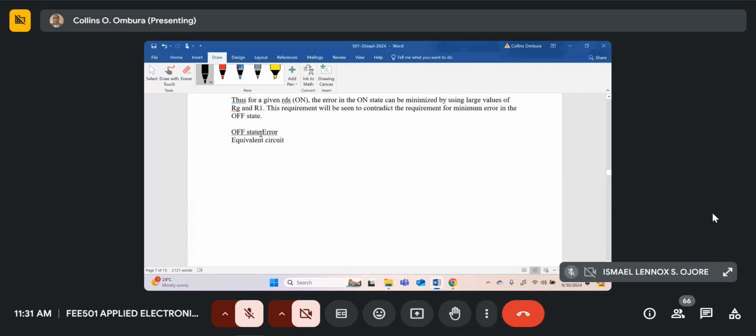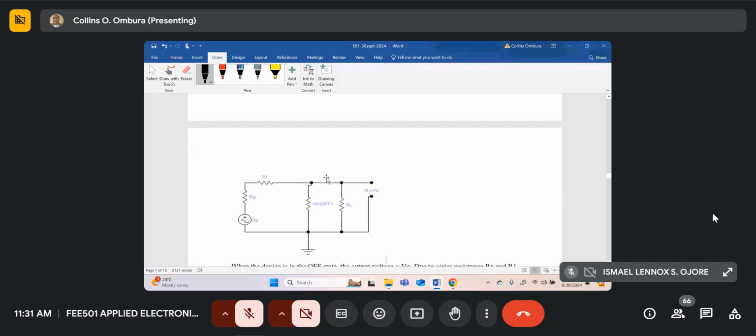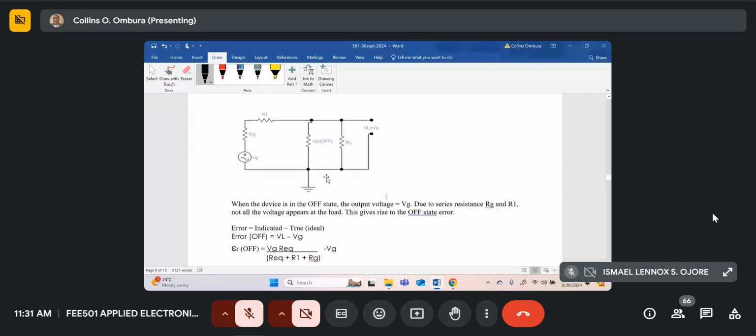So next, let's consider the off-state error. The circuit is just the same. The device is still in shunt over here. But now, the switch is off. So this is the equivalent circuit with the switch off.